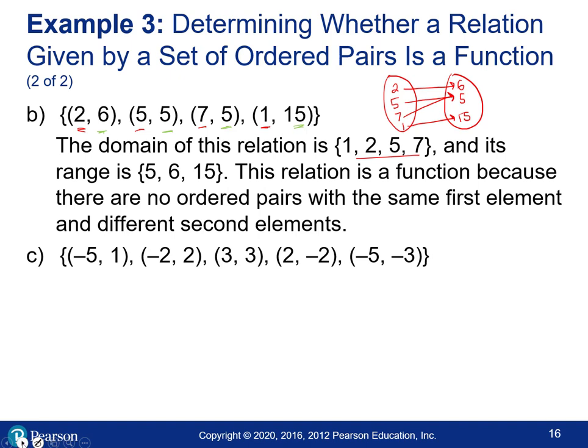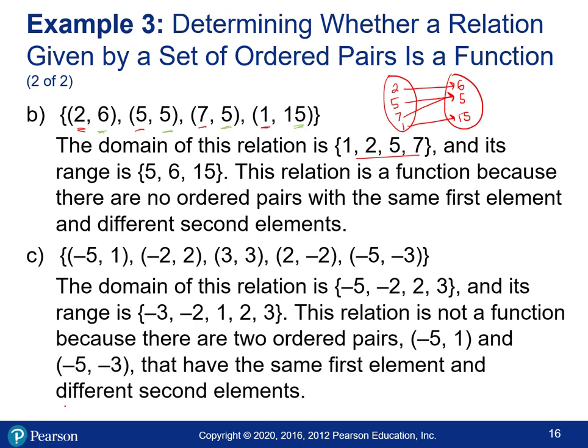Okay, so take a look at this one. And so notice that this is not a function. Our domain elements are -5, -2, 3, 2, and -5. Our output or range elements on this one are 1, 2, 3, -2, and -3. And then watch why this is not a function. It's because -5 gets inputted twice and 2 different numbers are the output.